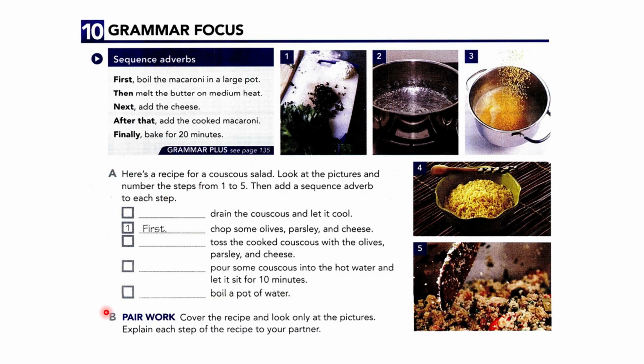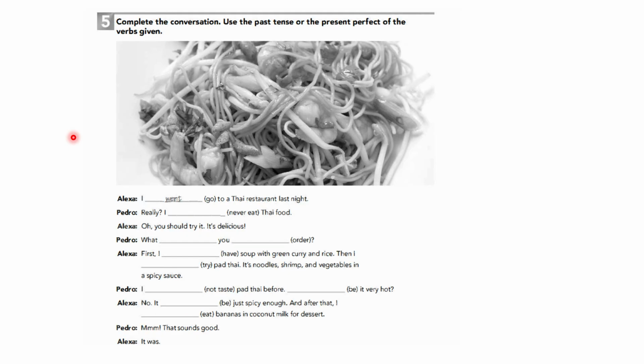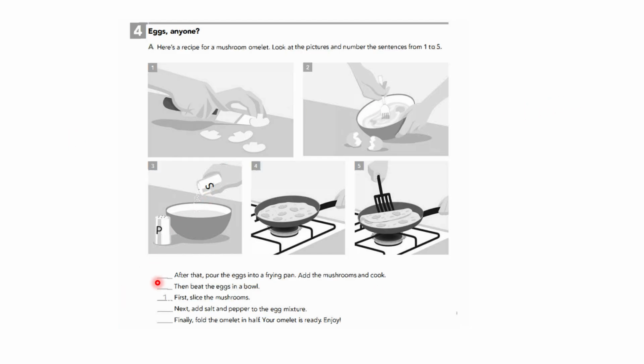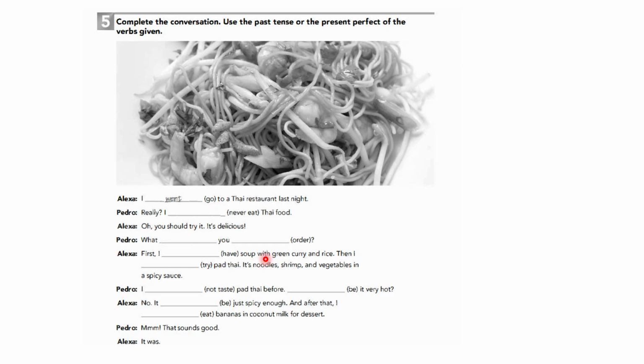Okay? So your second homework is to arrange these images properly using the sequence adverbs that you see right here. Pretty simple. The other homework is this one. Again, the same thing. You have to see the picture, look for the action that describes the picture that you're seeing in the same order, and then you have to put the number in each step accordingly. Easy peasy. Then you have this exercise. You have to use the past tense or the present perfect of the verbs given.